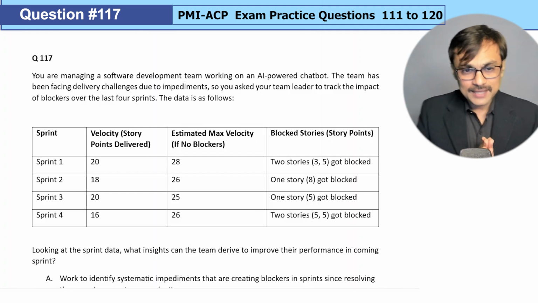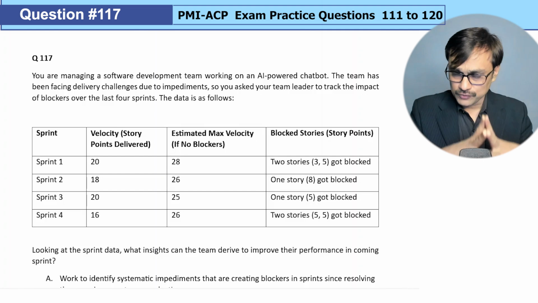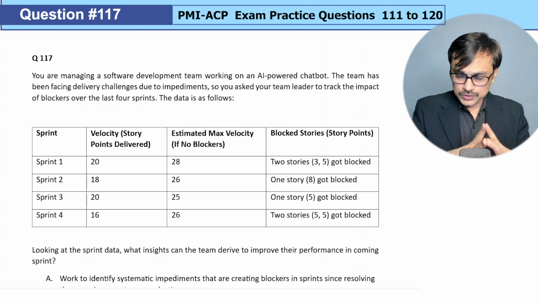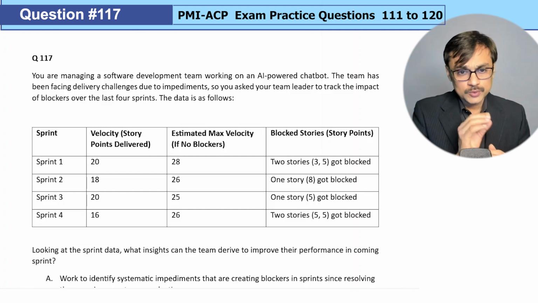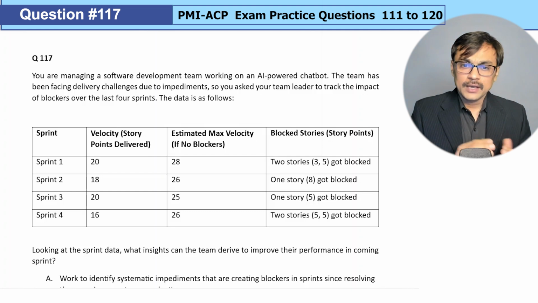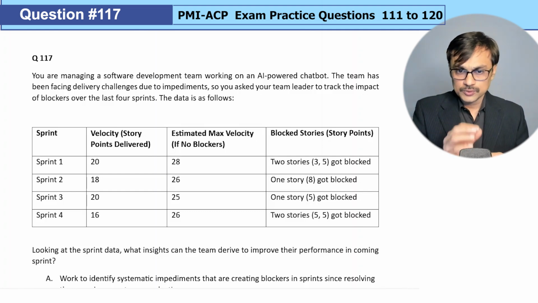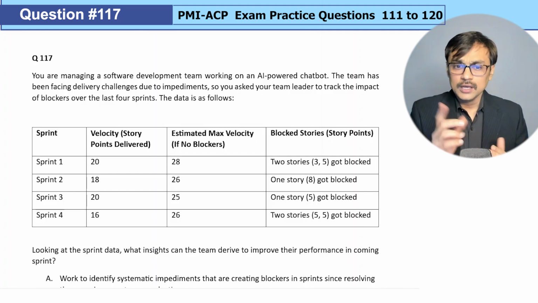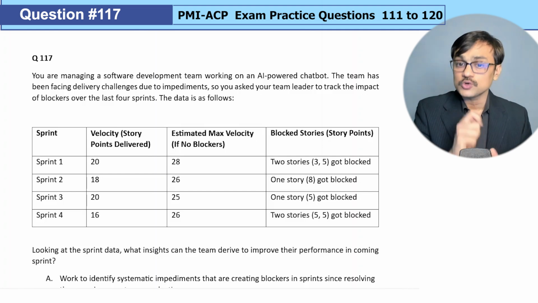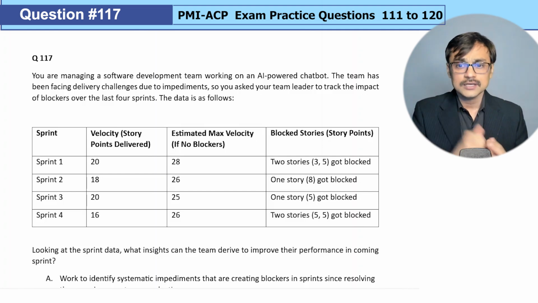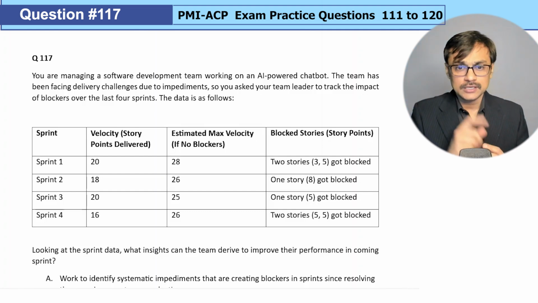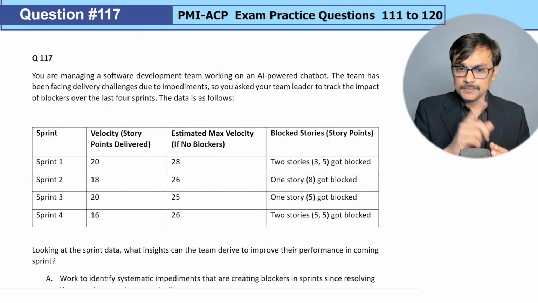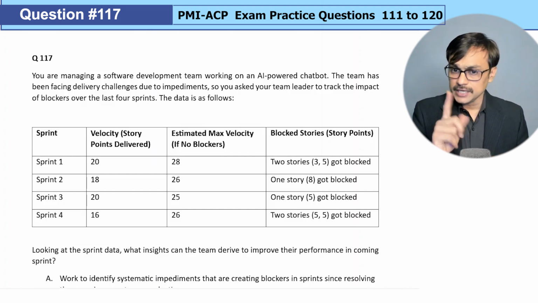It is saying that you have been in this situation for the last 4 iterations, and you are facing problems because of blockers and impediments. You have sprint data. In sprint 1, you had a velocity of 20 story points, and estimated max velocity was 28 if there was no blocker. In this sprint, 2 stories got blocked, one was a 3-pointer, another was a 5-pointer. In sprint 2, you had a velocity of 18. You could have achieved 26, but one story got blocked, which was an 8-pointer.